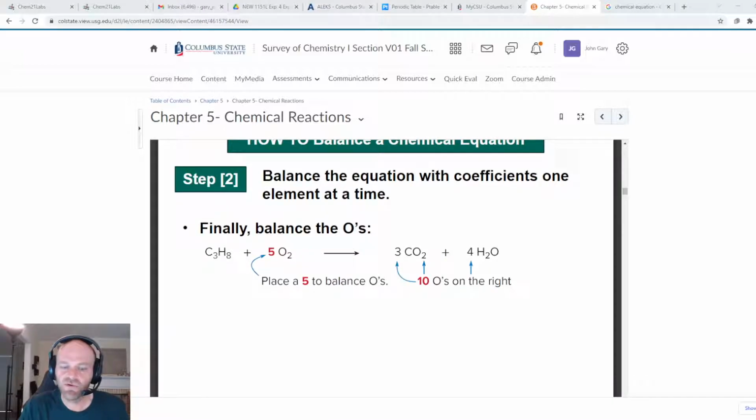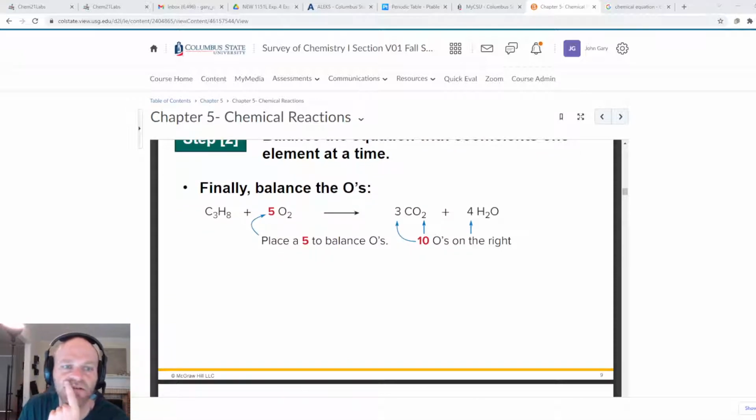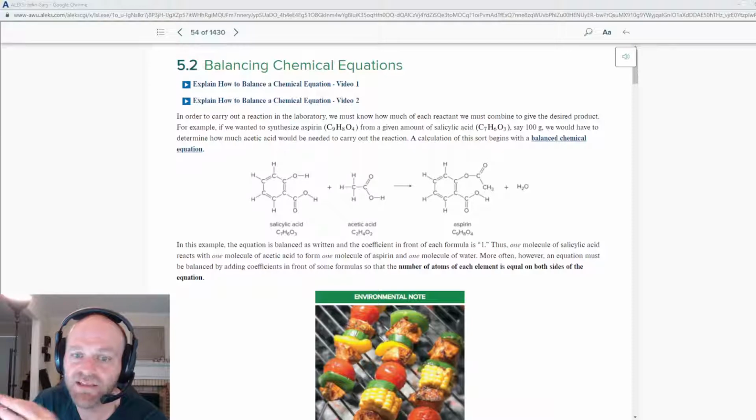So it's really just simple addition and multiplication. You're just trying to make sure that the same number of atoms are on both sides, and you haven't changed a chemical formula to make a new molecule. Those formulas, C3H8, O2, CO2, H2O, they have to stay the same. All of your balancing needs to be in the coefficients. So that should get us through balancing chemical equations.